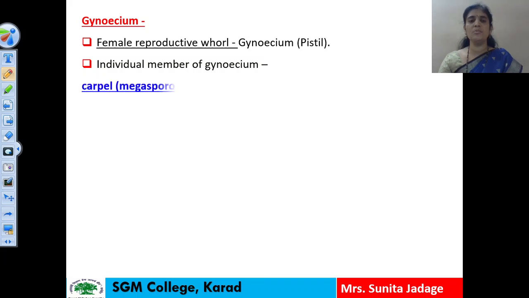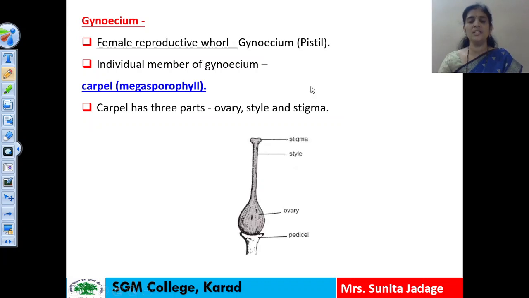So the individual member is known as the carpel, also called a megasporophyll, and each carpel shows three parts, that is ovary, style and stigma. Let us see these three parts in the diagram. This is the structure of the carpel showing the apical region, known as the stigma, the elongated tubular region, known as the style, and the basal swollen portion, known as the ovary, and inside the ovary ovules are present.